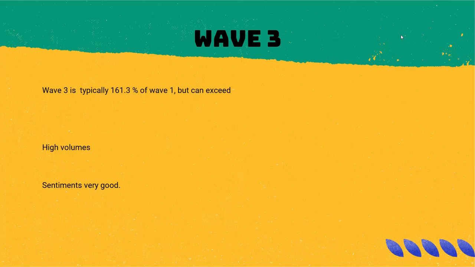Wave 3 is typically 161.8% of wave 1, but it can exceed. Generally, during wave 3, the sentiments are very good. There is a lot of good news coming and the volumes are picking up. During wave 4, there is a sudden disappointment in the market. The disappointment can be bad results or any bad news.